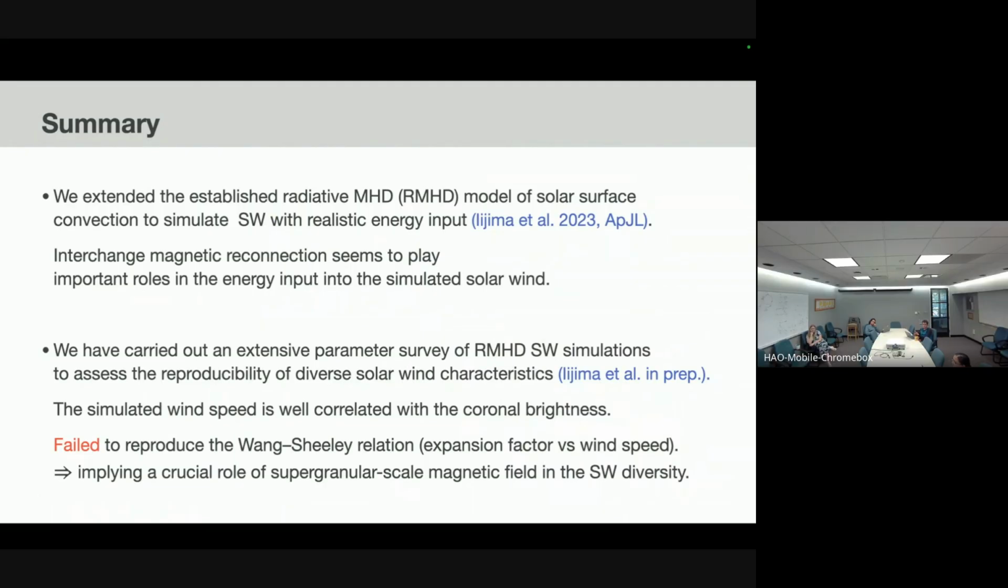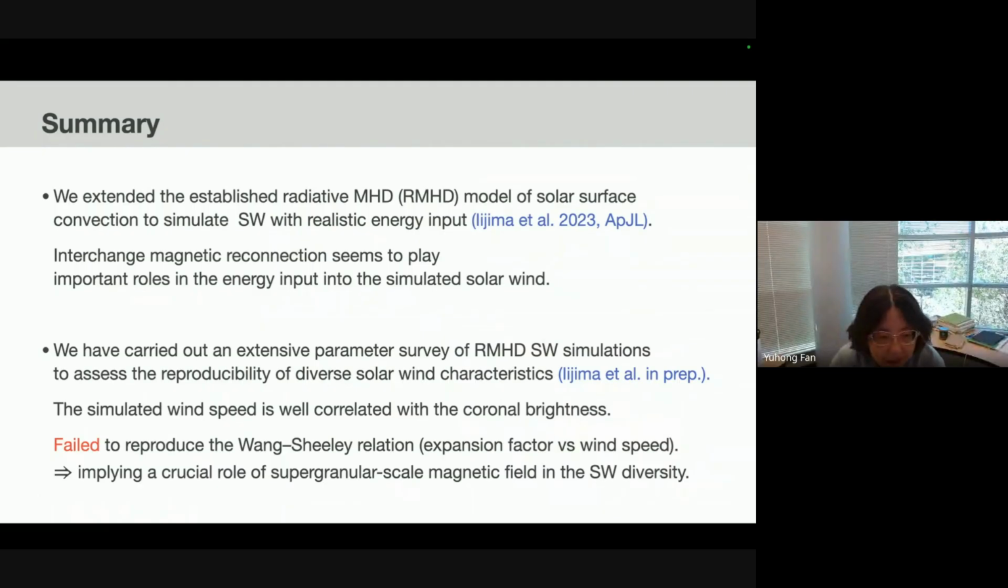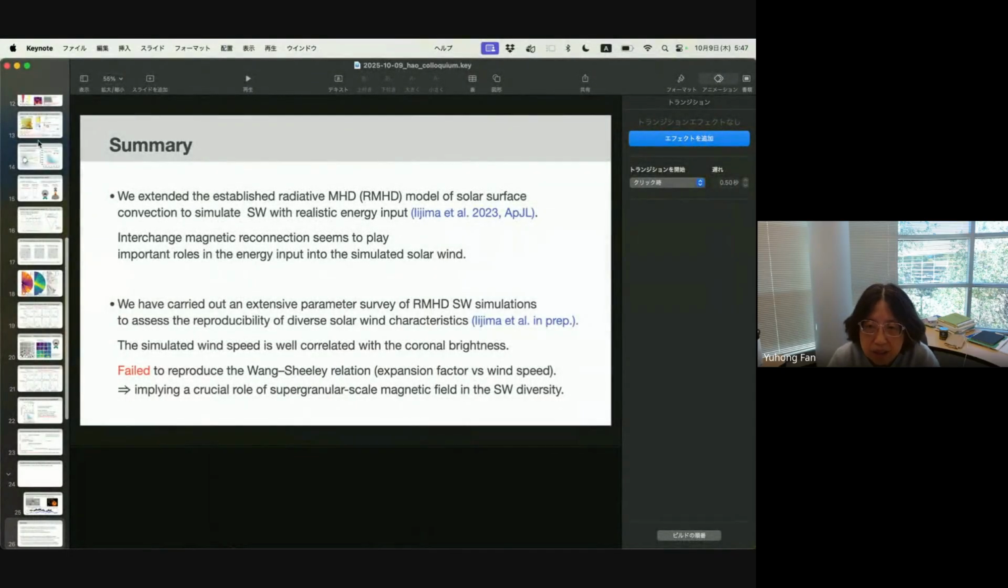Yuhang? Yes, hi. Thanks for the great simulation results. I have a question about the setup of the numerical simulation domain. The width of the domain: how did you decide it? How does it expand with radius? It's not a flux surface. How does your simulation domain expand with radius? How is it set up?